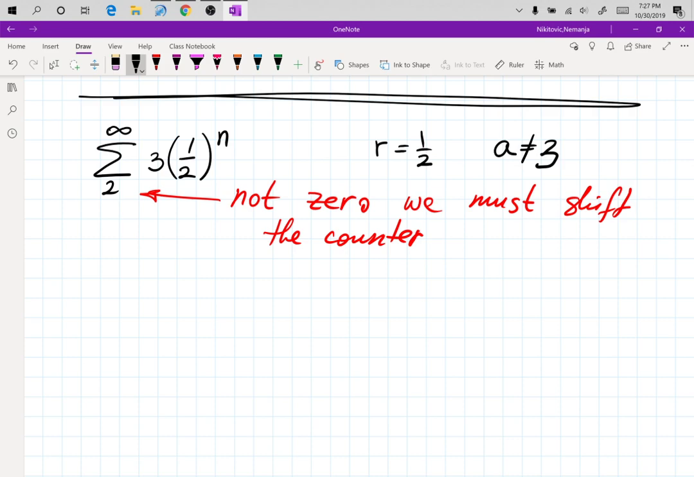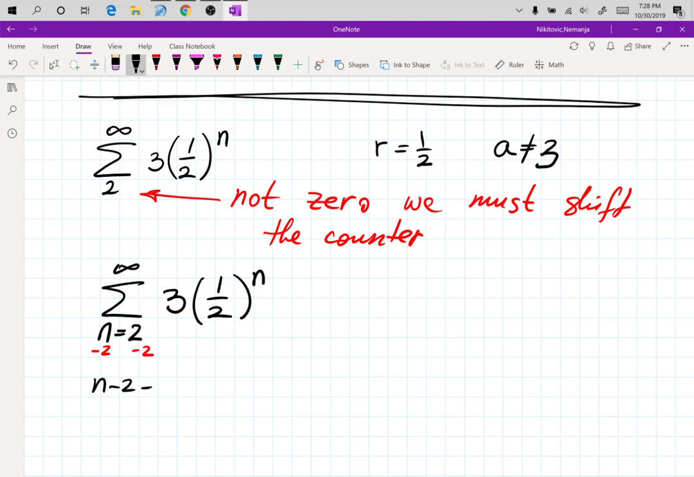In this problem. Why is it not 3? Because that's not 0, it's a 2. And you'll see that that 3 will change. I know what it is, but I don't want to spoil it. So, how do we shift the counter? We have n going from 2 to infinity of 3 times 1/2 to the n. I need to bring this to a 0. I will get that if I subtract 2. You have to subtract whatever the number is to bring it to 0. So if you start at 1, subtract 1. If you start at 7, subtract 7. So what you have now is the new n minus 2 is equal to 0.